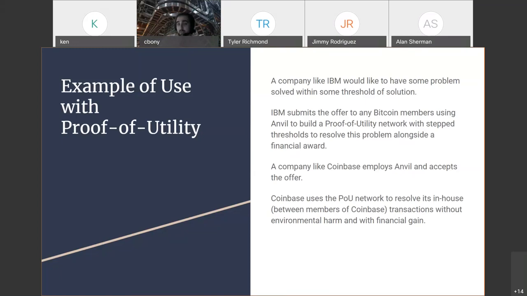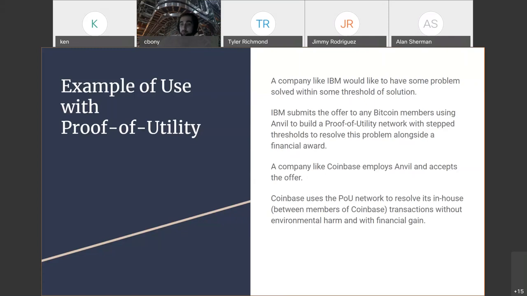A company like Coinbase employs Anvil and accepts the offer. Coinbase is a transaction company like PayPal, which would have a high incentive to use something like a PMLN, whether to participate in these kinds of transactions or to participate with PayPal. Having a PMLN doesn't have to be used for proof of utility. It could be used for anything. A system that would allow Coinbase and PayPal to interact natively on Bitcoin could reduce a lot of wasted computation, because those are probably two large sources of Bitcoin transactions. And I say probably, in that they definitively are.